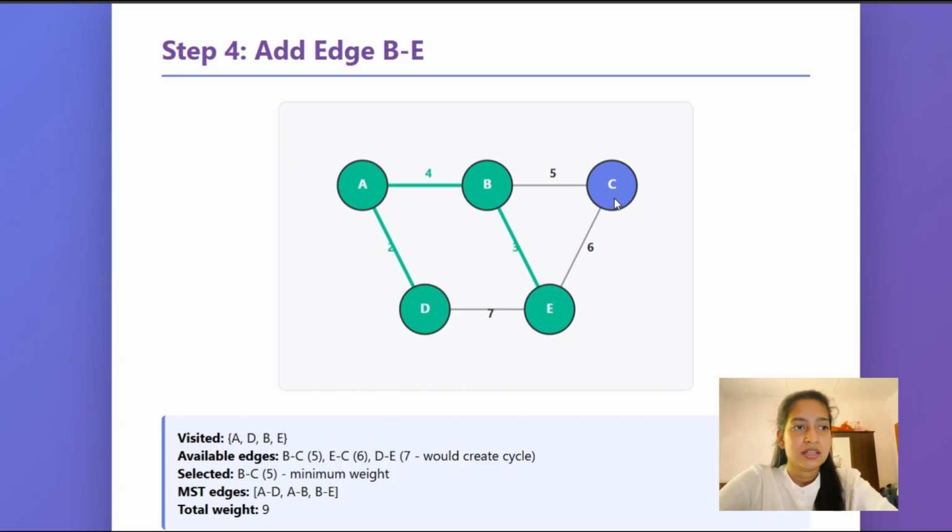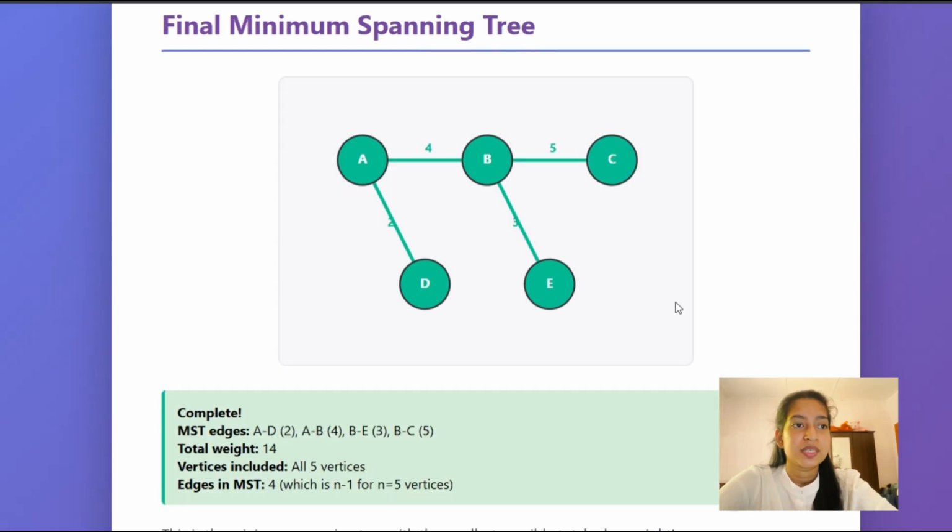Our MST now has three edges, A to D, A to B and B to E, with a total weight of 9. Just one more vertex to add, vertex C. And here we have it, our complete minimum spanning tree. We have added the final edge B to C with weight 5. Now all 5 vertices are connected, shown in green, and we have our complete MST.